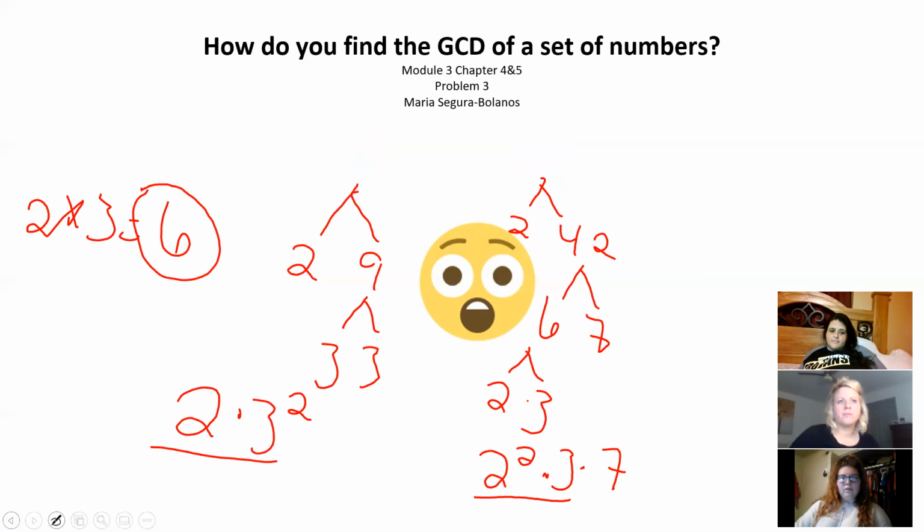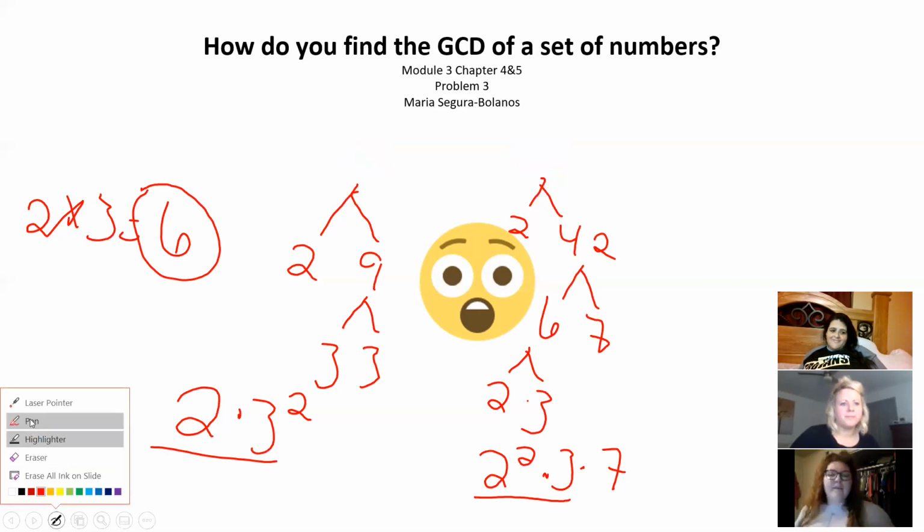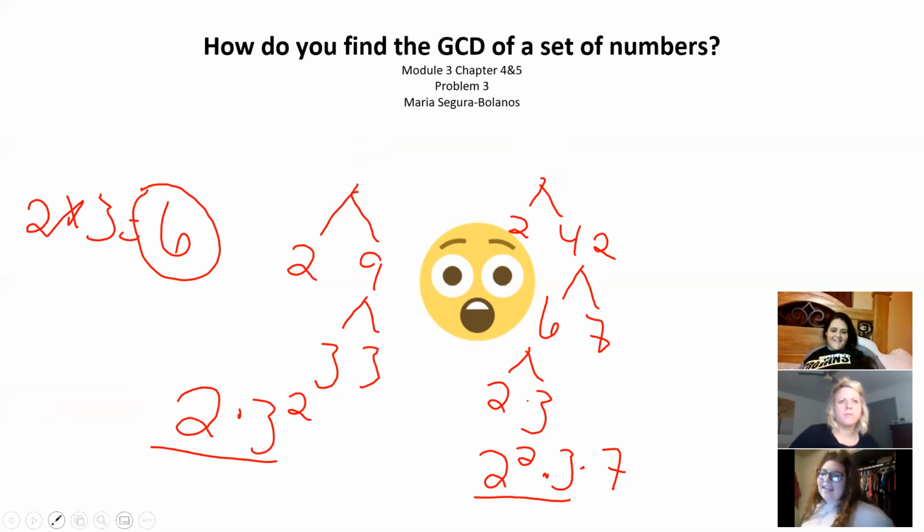Nice. Awesome, I like the factor trees. Yeah. Those are the funnest. I like doing it this way. I think it's fun. I used to love those in school. All right.